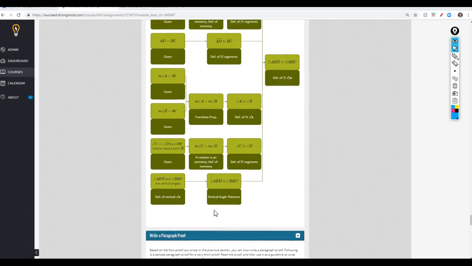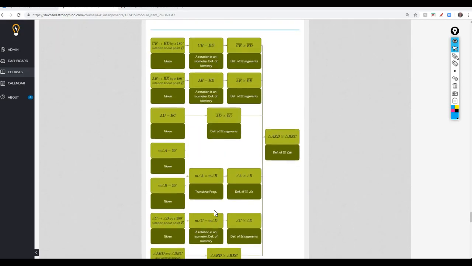Alright, so here is the flow proof. To break this up, I would first start off with this. Given that segment CE is transformed to segment ED by a 180 degree rotation about point E, we know that a rotation is an isometry, which is the definition of an isometry. So we're going to start off by using this and just putting it into English.